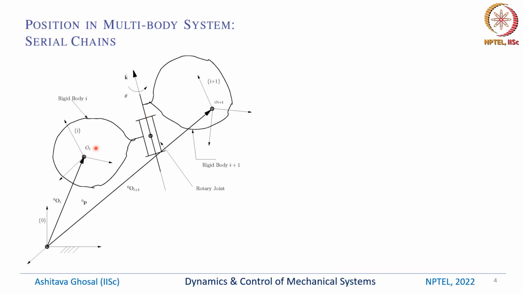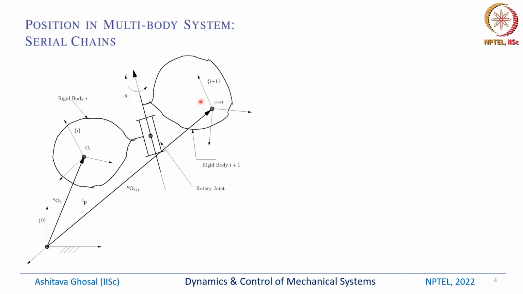So what is the goal? We know the position vector of the ith link, and we want to know the position vector of the I plus 1th link. So I know 0 OI, and then I want to find out 0 OI plus 1, and we assume that these two rigid bodies are connected by means of a rotary joint.